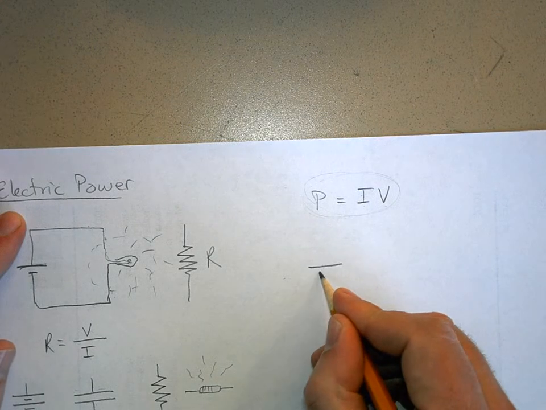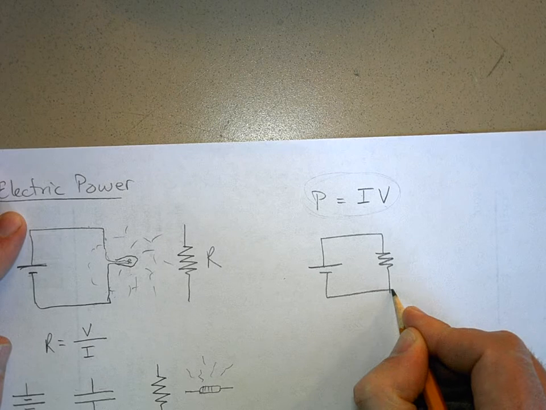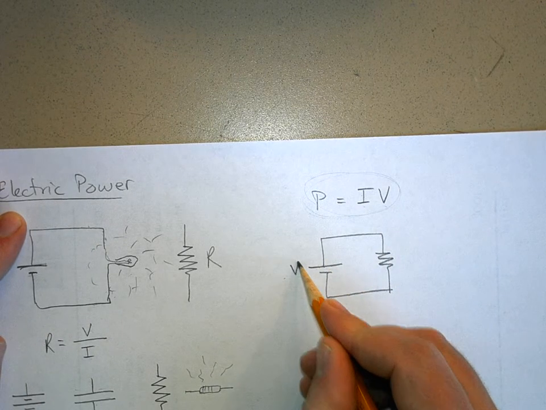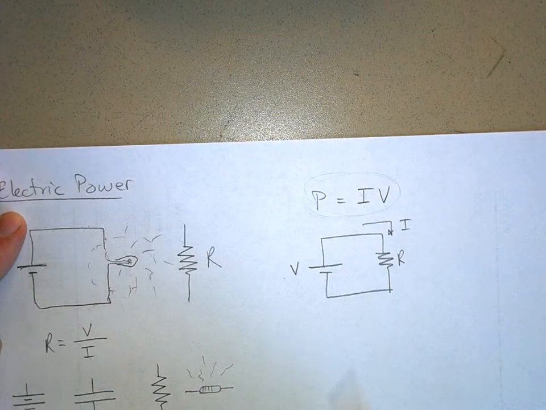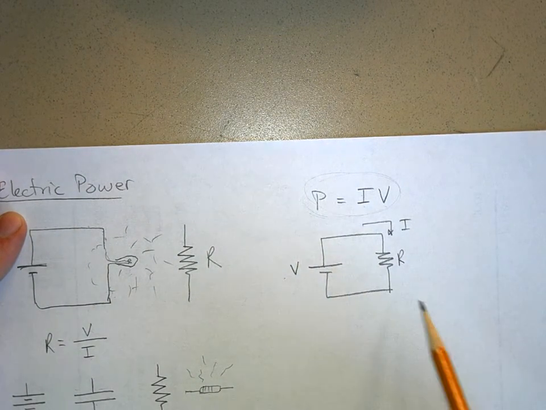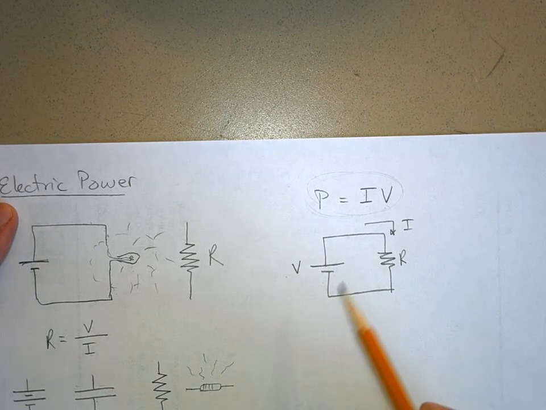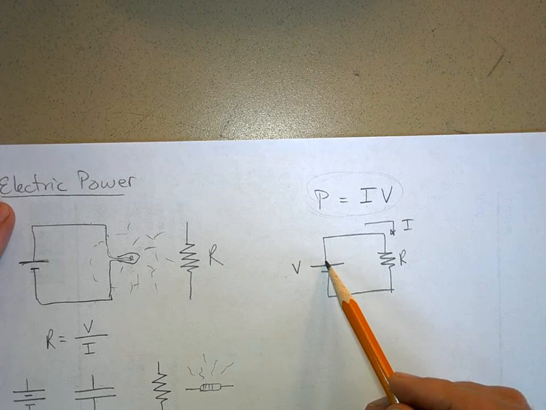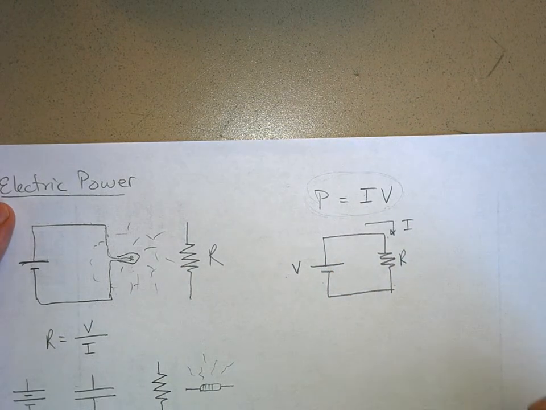Let me redraw the circuit again. See, this is the power. Here's the current. Well, this is my voltage. This is my resistance, and here's my current moving around the circuit like this. Well, this is the voltage. You can think of this as being the voltage delivered by the battery, or you can think of it as the voltage delivered to the resistor. It's the same thing.